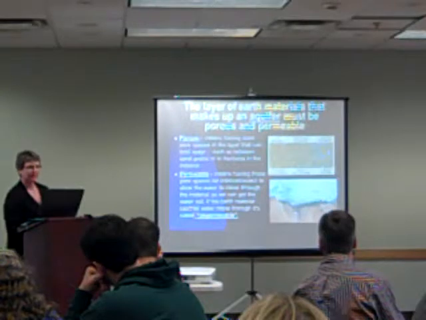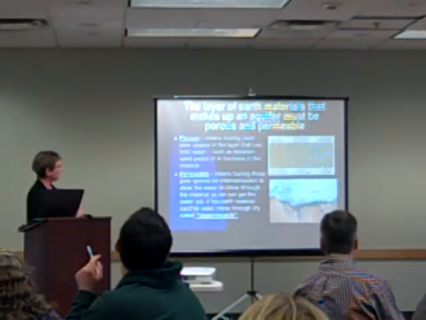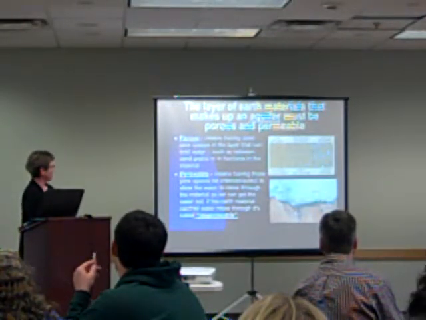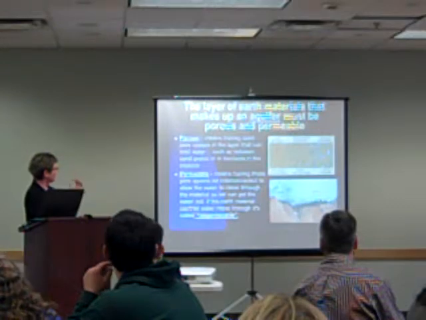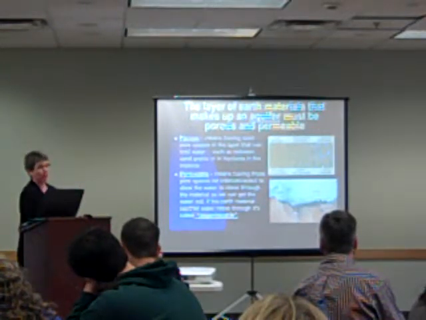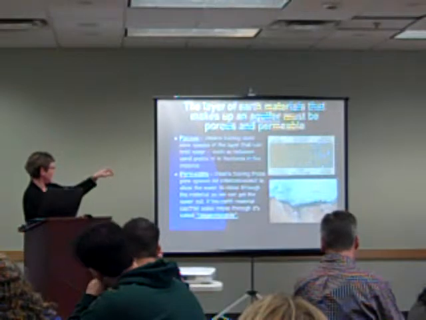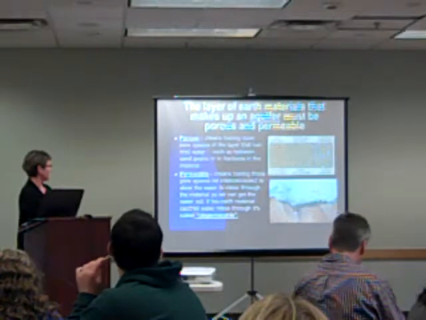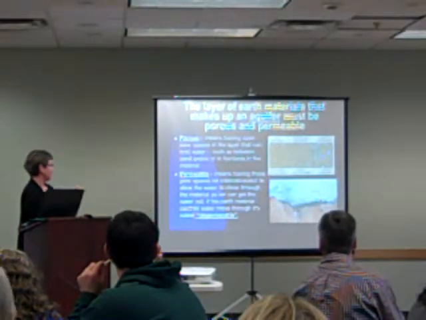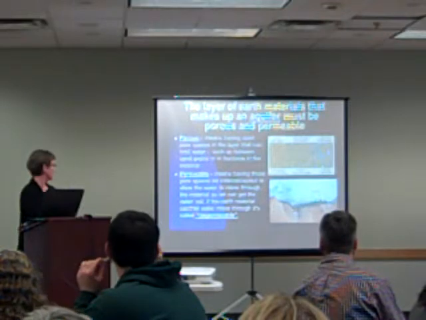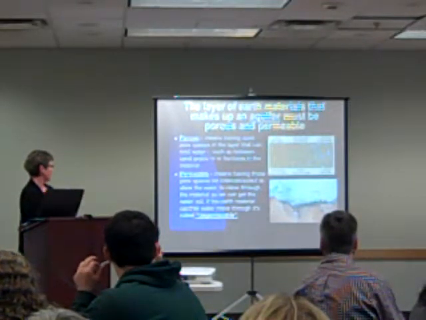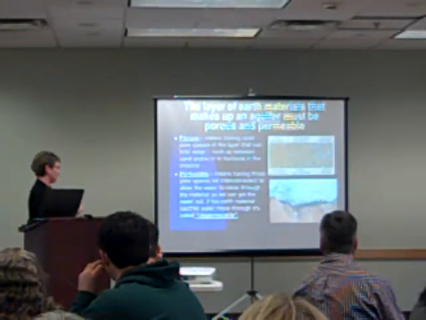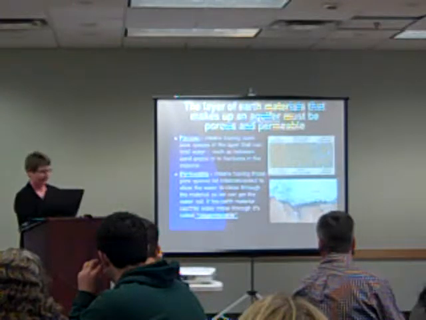The layers of earth materials that make up an aquifer must be porous and permeable. As you can see on the diagram on the right, porous means having open pore space in the layer that can hold the water, such as between the sand grains or in fractures in the ground. Permeable means the pore spaces are interconnected to allow the water to pour down into it and move through the material. If there isn't any porous or permeable area, it's considered impermeable, and you wouldn't be able to get any water from that area.